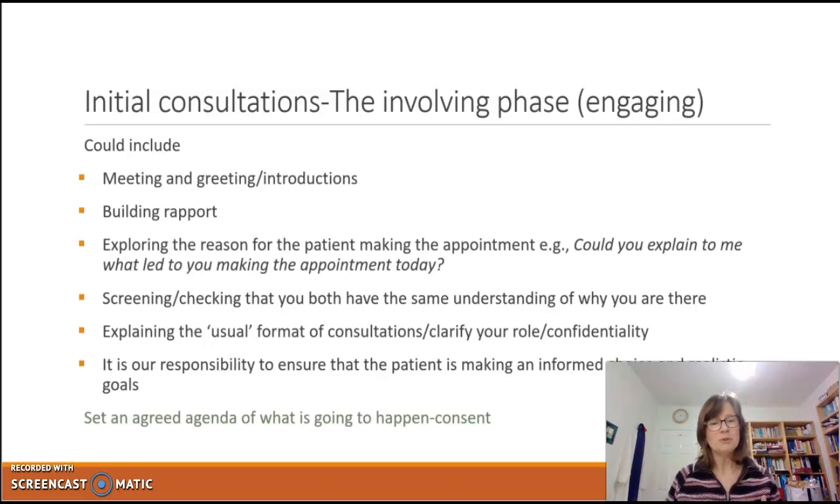And it's really important that as we work through our consultation, the patient is making an informed choice and that they are able to set realistic goals. So this beginning phase is really important for clarity, so that you and they both know exactly what to expect to happen. So it's an agreed agenda of what's going to happen, and a patient should be able to consent to that, and that would be informed consent.